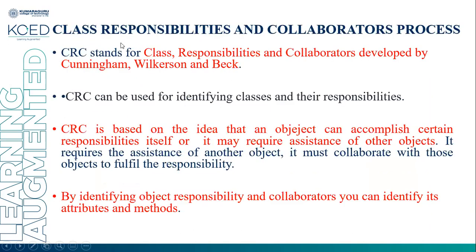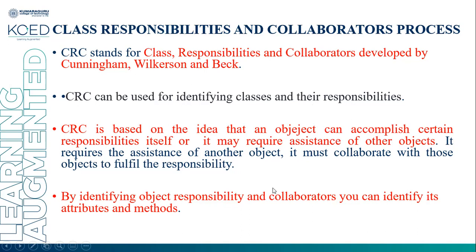Next one is the class responsibilities and collaborators process. CRC stands for class responsibility and collaborators, developed by Cunningham, Wirfs-Brock, and Beck. CRC can be used for identifying the classes and their responsibilities. CRC is based on the idea that an object can accomplish a certain responsibility itself, or it may require the assistance of another object. It must collaborate with those objects to fulfill the responsibility.